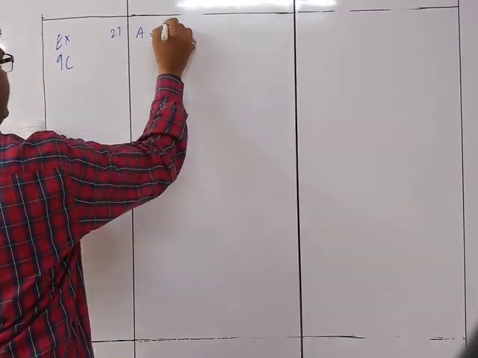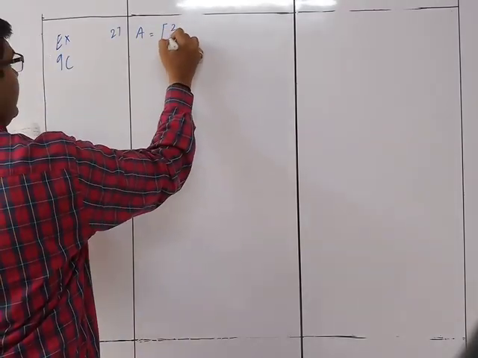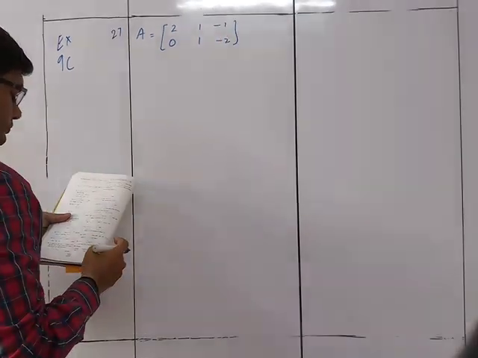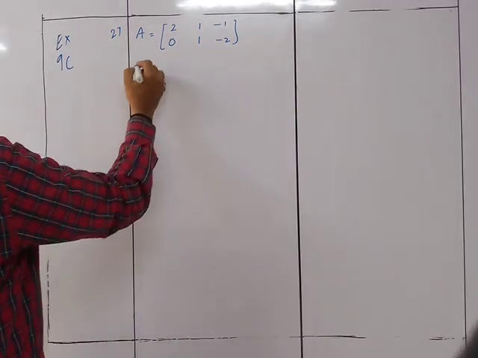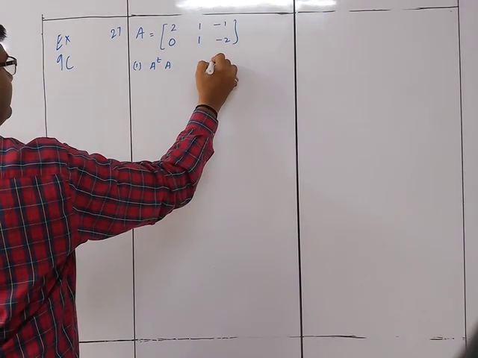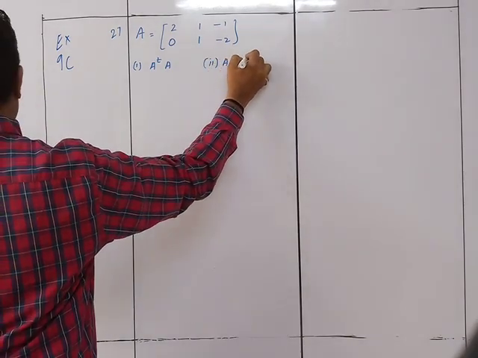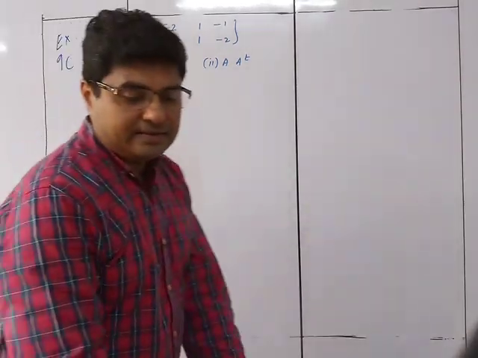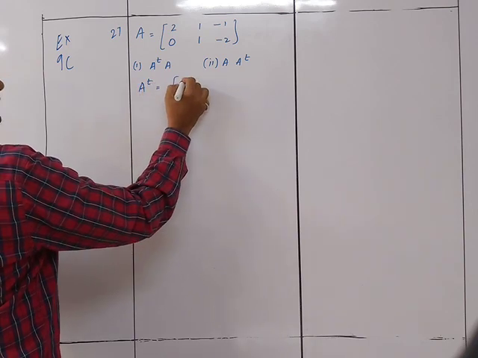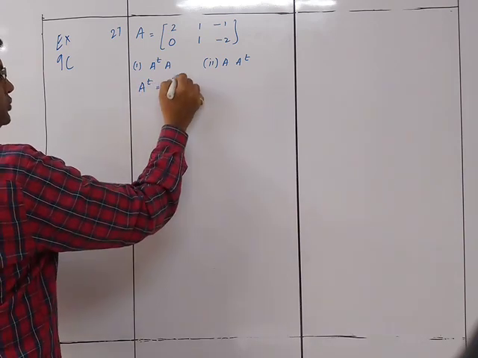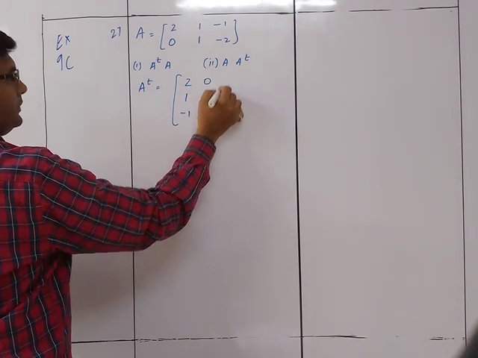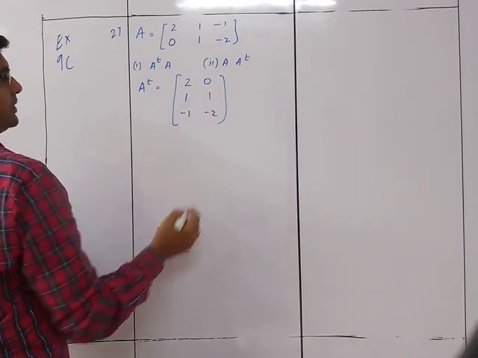So we'll see that A is given as 2, 0, 1, 1, minus 1, minus 2. They asked us to find out A^T A, that is A transpose of A, and the next one is A into A^T, where A^T is the transpose. So first of all, let us find out the transpose. A^T is nothing but the rows become columns, so it is 2, 1, minus 1, 0, 1, minus 2.